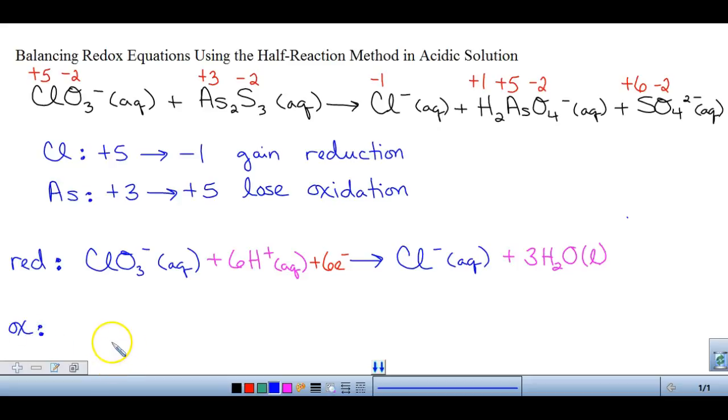And now for the oxidation half. So everything else that we did not include in this half. So we've got diarsenic trisulfide.